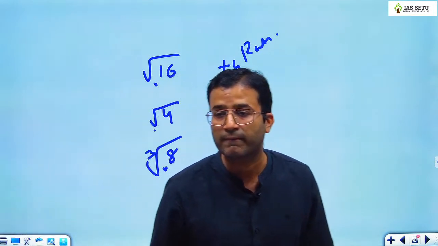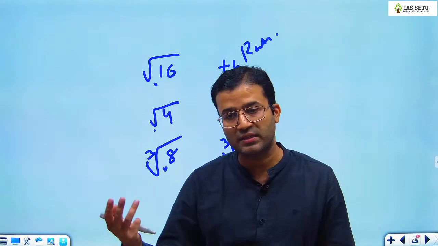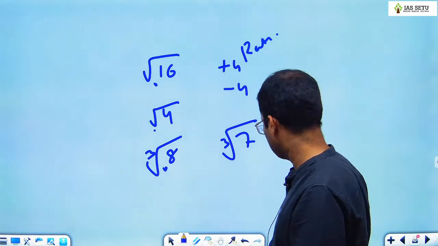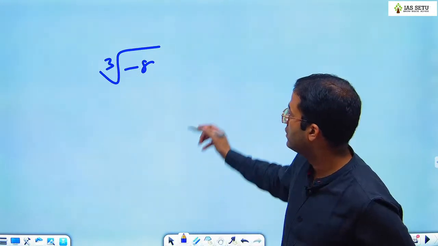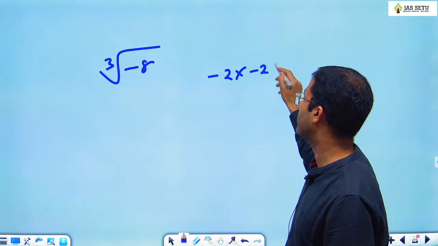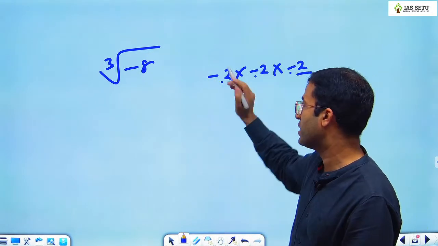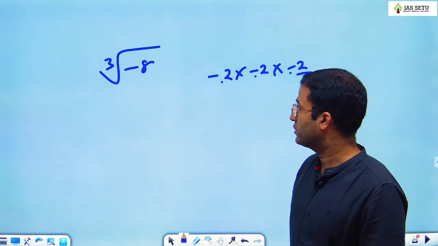सेम थिंग. राक्षस आदमी हो ही नहीं सकता. अच्छा, क्यूब रूट ऑफ -8, इसके बारे में सोचना पड़ेगा, क्योंकि यू आर सेइंग -2 मल्टीप्लाई विद -2 गिव यू -8. यस, माइनस माइनस माइनस गिव माइनस. इसके बारे में सोचना पड़ेगा. आई हैव टू थिंक अबाउट इट.